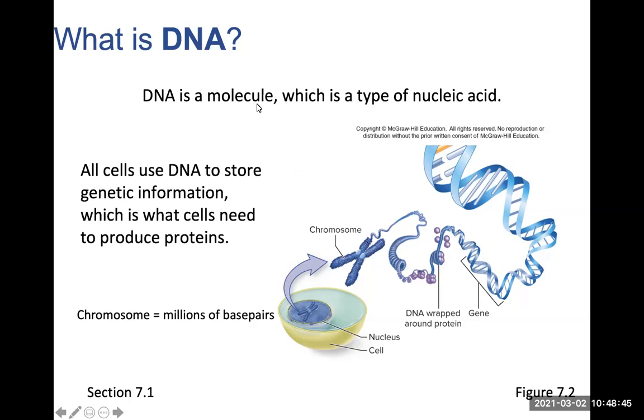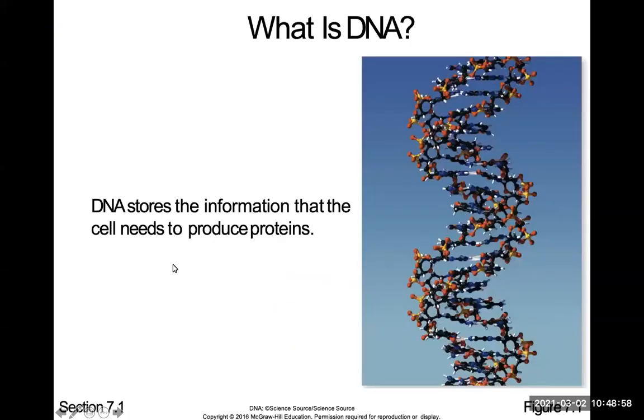And DNA, we learned about nucleic acids before. DNA and RNA are type of nucleic acids, and these are held together through peptide bonds. So DNA stores the information that cell needs to produce protein.